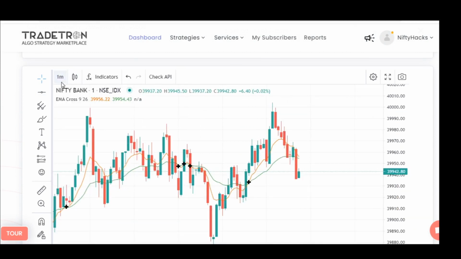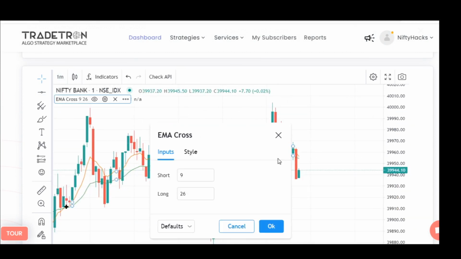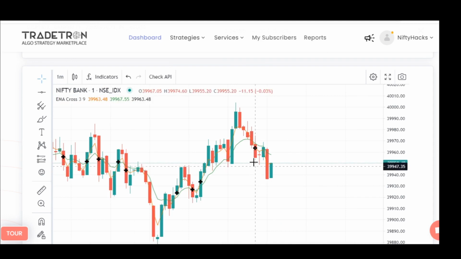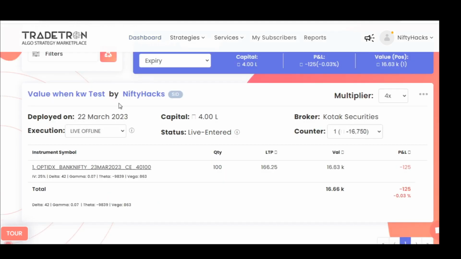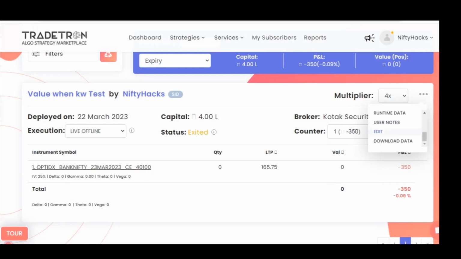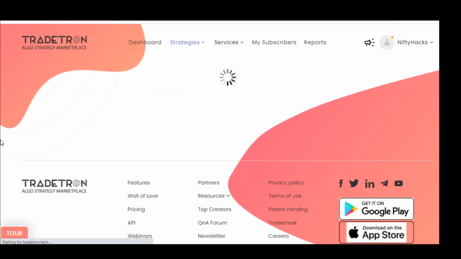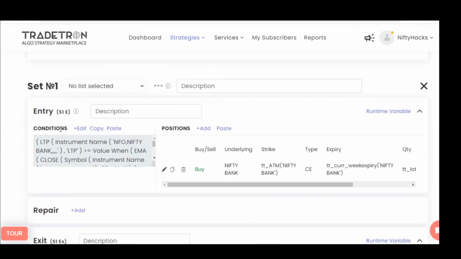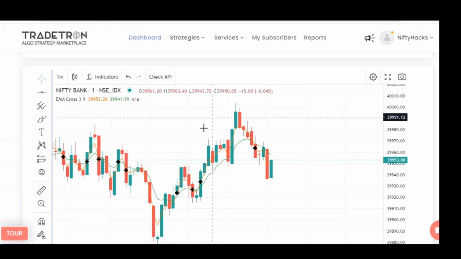For that I think we will change some parameters of EMA, like 3 and 9. Let's take that. So as you can see here, a downside crossover has happened. So let's exit this first, and we will change the time frame also from 15 minutes to 1 minute, and EMA will be 3 and 9.